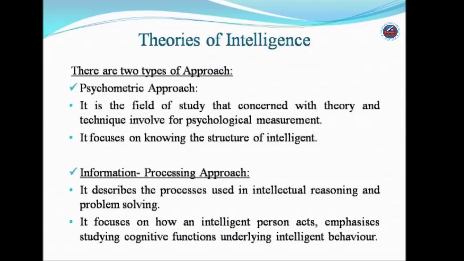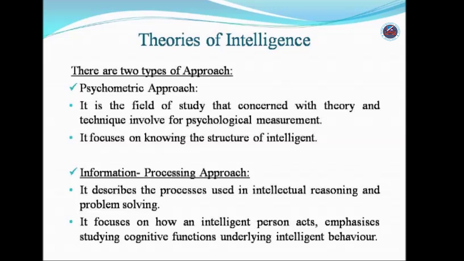Theories of intelligence. Under these theories of intelligence, we will be studying different theories of intelligence that fall under 2 types of approaches. The first one is the psychometric approach and the second one is the information processing approach. Before we go further to the next slide, let us first understand what the psychometric approach and the information processing approach are.